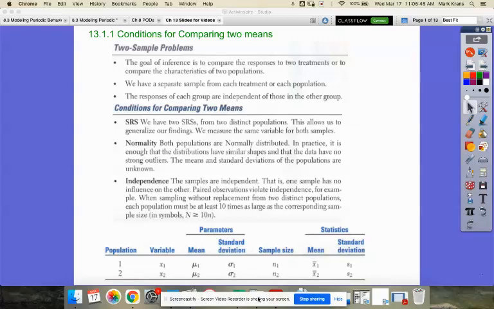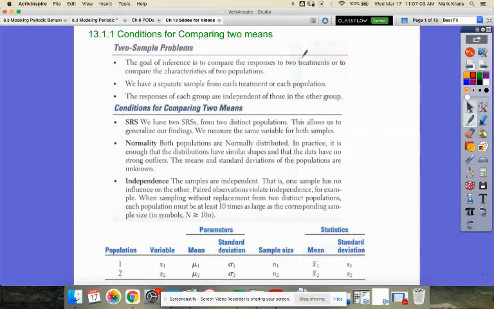All right, welcome to chapter 13, where we are comparing two means and two proportions. It's two sample problems, and the goal is to compare the responses to two treatments or two populations. If you remember, we talked about the difference between random assignment to treatments, which is what you do in experiments, or you can do random selection from populations.